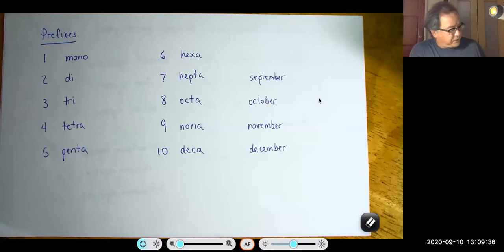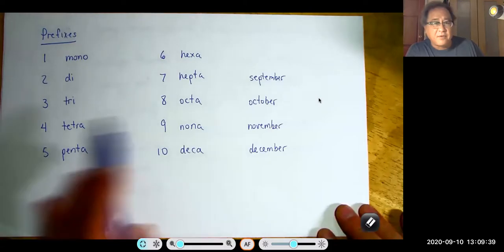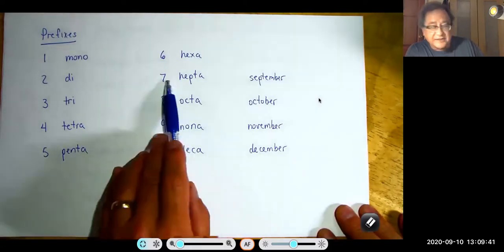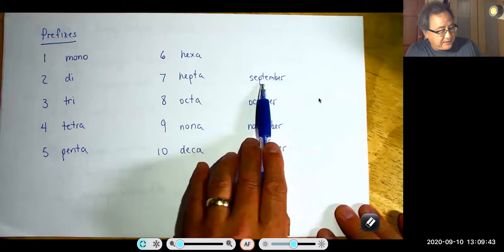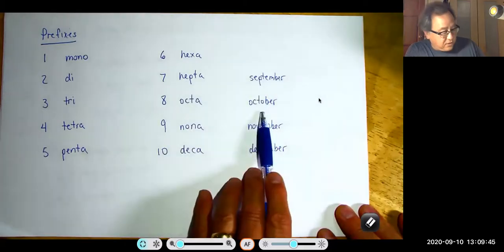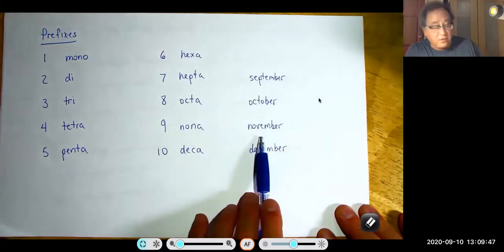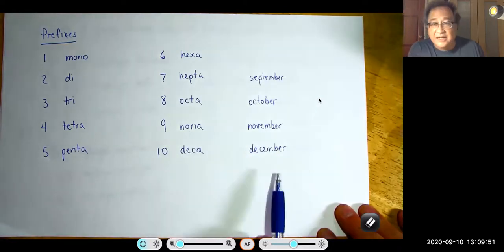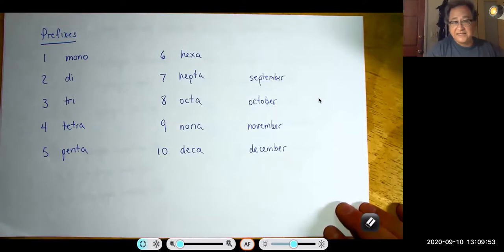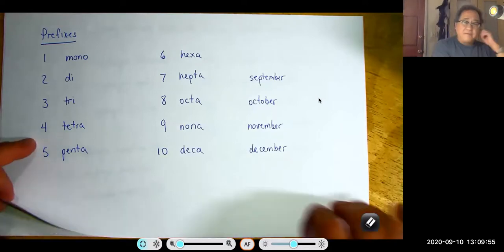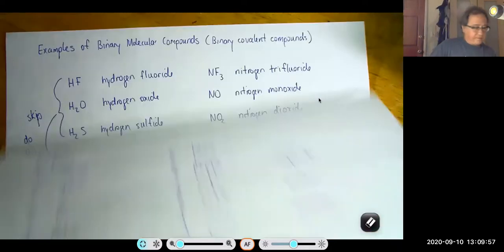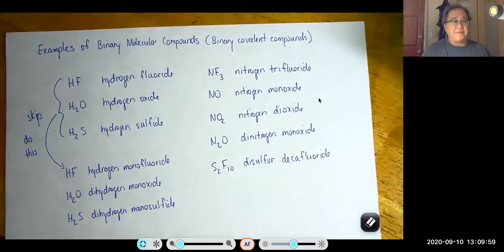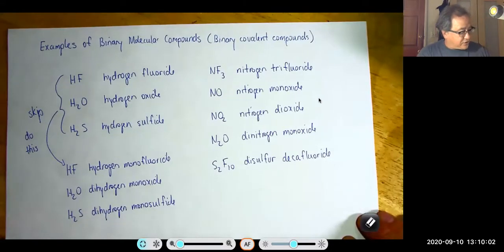Okay, so that's how I remember 7, because it's like September, hepta, 8, October, octa, November, 9, nona, and December, 10. Because December does sound like deca, right? And we know decade is 10. Okay, memorize those prefixes. And here we have a bunch of examples. And here you'll notice we have the skip, and we're going to do this instead.